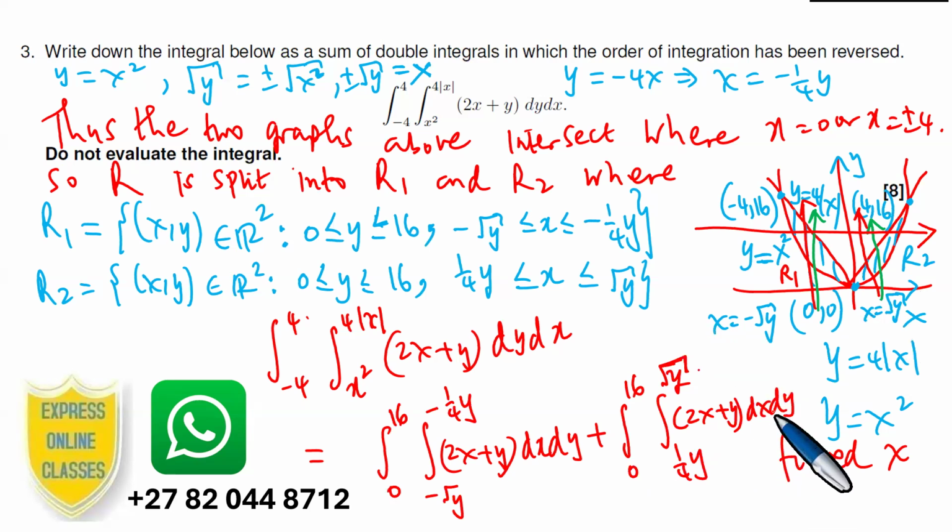And this is the answer. When you write down the integral below as a sum of double integrals, the order of integration is reversed, because it was dy dx before. Now we made it dx dy, but we have written it as a sum of double integrals. So this was a single double integral. Now we have a sum of double integrals with the order of integration reversed. Any question? No. Okay, good. Move forward.